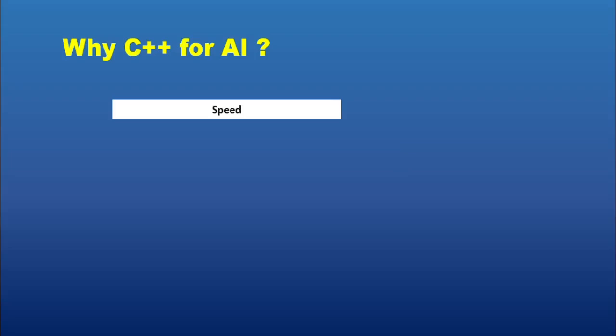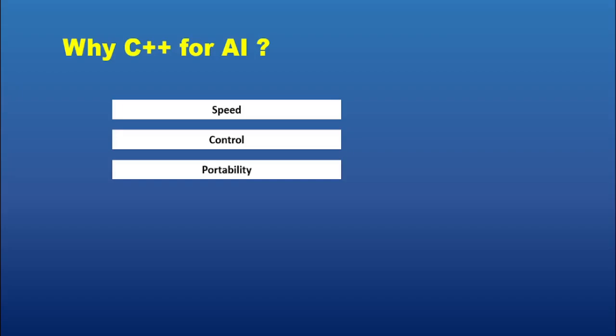Speed. C++ is much faster than Python because it's a compiled language. This is important for high-performance AI applications like real-time systems or gaming AI. Control. C++ gives you more control over memory and hardware, making it ideal for AI systems that need optimization at a low level. Portability. C++ works across multiple platforms and is commonly used in embedded systems. Libraries and frameworks. Libraries like TensorFlow C++ API, Dlib, and Shark make it possible to implement AI systems effectively.